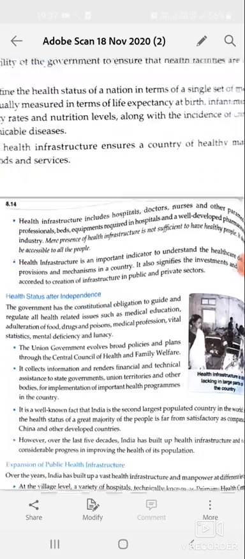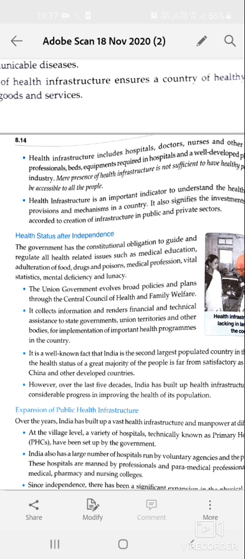Okay. Another point: it is difficult to define the health status of a nation in terms of a single set of measures. There are various measures to define the health status of a nation. Health status is usually measured in terms of life expectancy. If life expectancy is more, we can say our health system is good; similarly, if life expectancy is less, it is not. Another yardstick is the infant mortality rate and maternal mortality. Children below 1 year of age are called infants. Also the maternal mortality rate, nutrition level, and incidence of communicable and non-communicable diseases. Different yardsticks can be used.